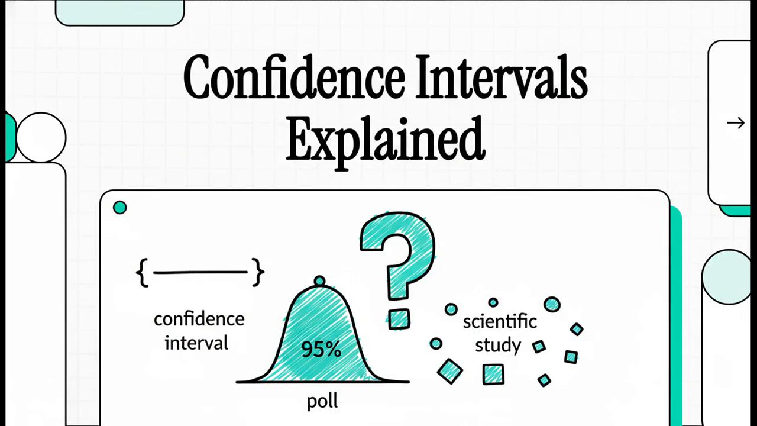All right, let's talk about something you've probably seen a million times if you've ever looked at a poll or a scientific study: the 95% confidence interval. It sounds pretty self-explanatory, right? Well, it turns out this is one of the single most misunderstood ideas in all of statistics. So today, we're going to clear it up once and for all.